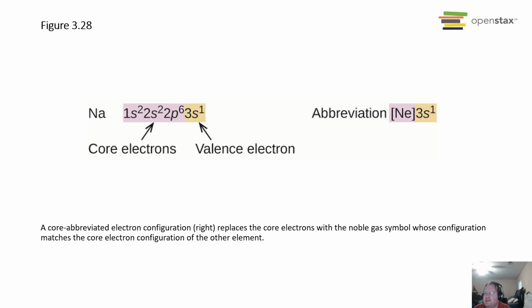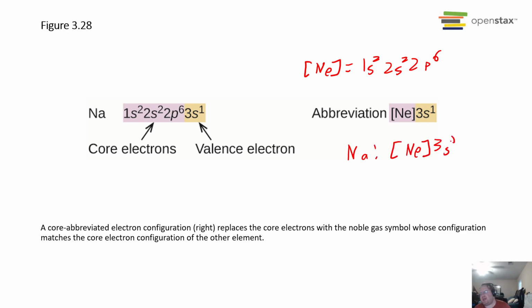For this reason, we can abbreviate all the core electrons together to match up with the noble gas that has that configuration. So neon is 1s2, 2s2, 2p6. What we'll do for sodium is just write it as neon plus a 3s1. And that makes it easier to write. It also focuses on the electrons that are most reactive and the ones we're most concerned about.